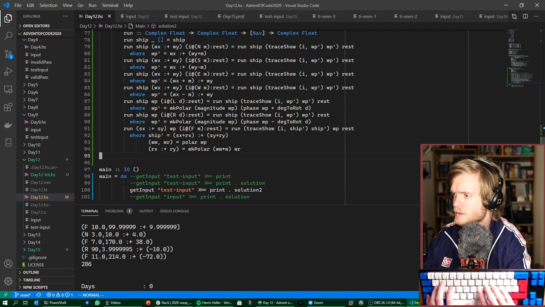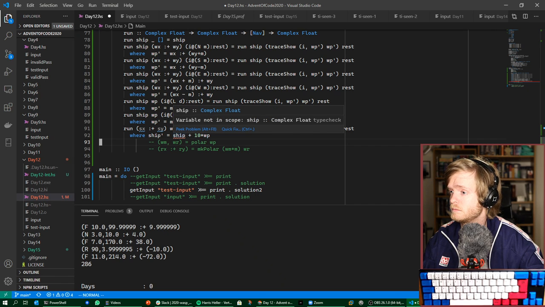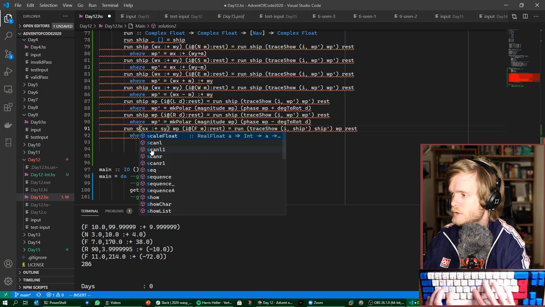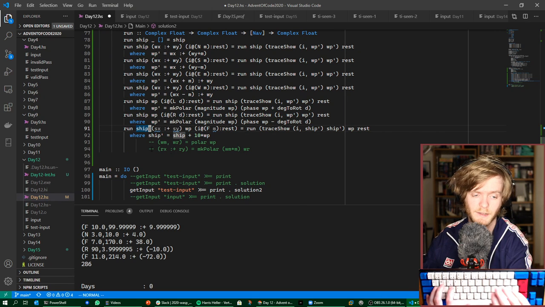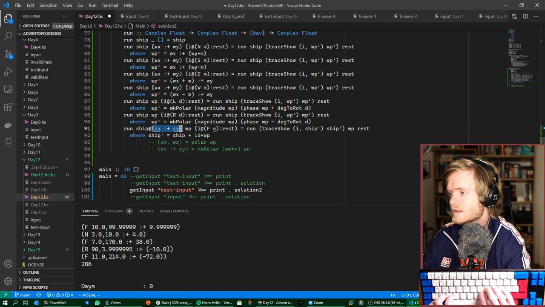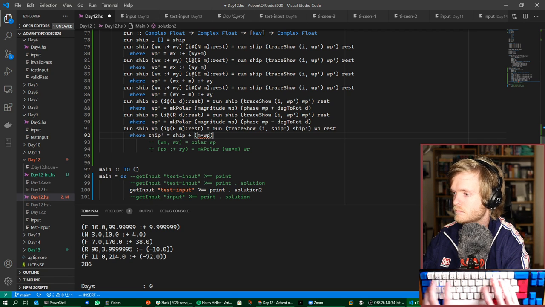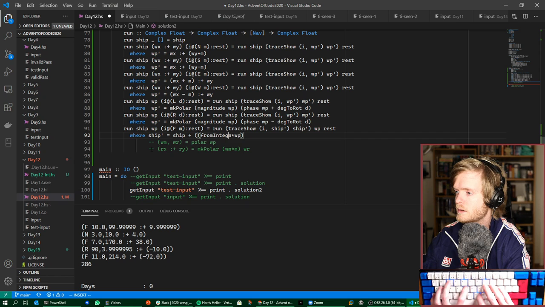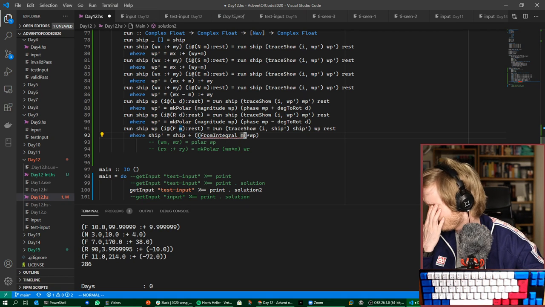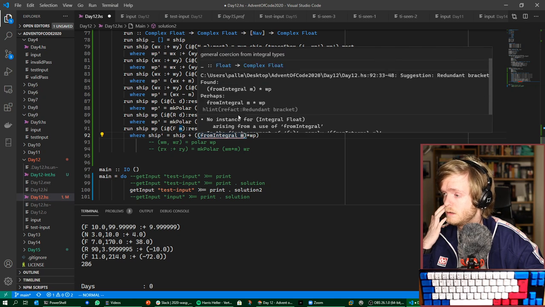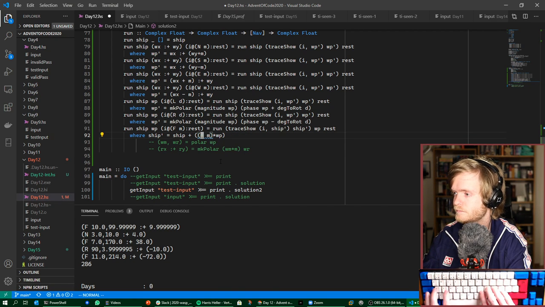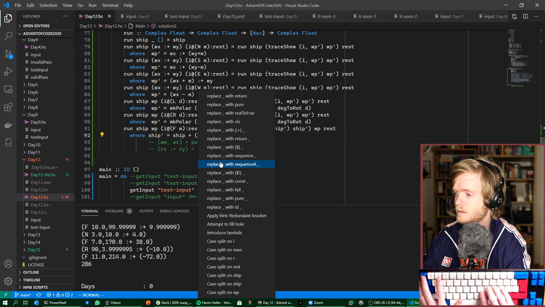So I don't have to do this, I can just do ship equals ship plus 10 times VP. Ship. Oh, wow. Okay, we didn't actually need to do this. M times VP, from integral, because this M here will be a float, right? What? How do I change it? Return.